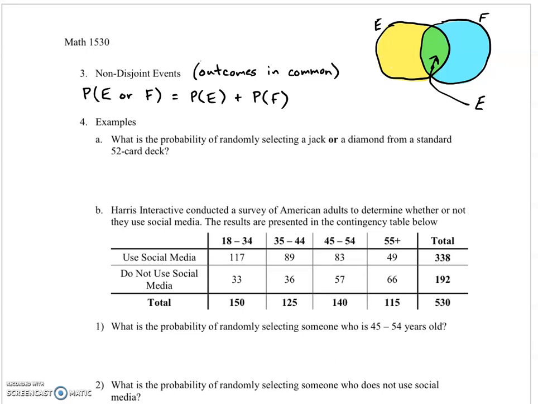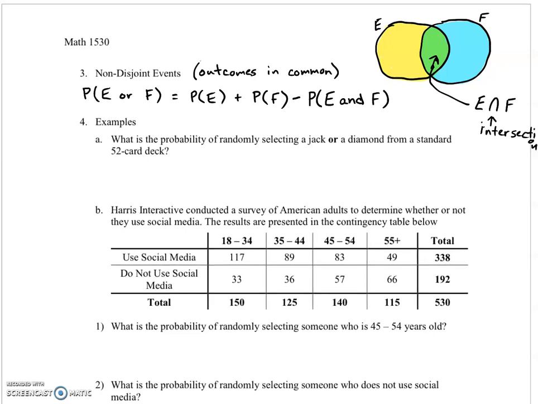So that overlap is what we call E and F. This little upside down U symbol is an intersection symbol, and it just means where the two things overlap. So we have to subtract off the intersection. And in words, we say that would be the probability of E and F.